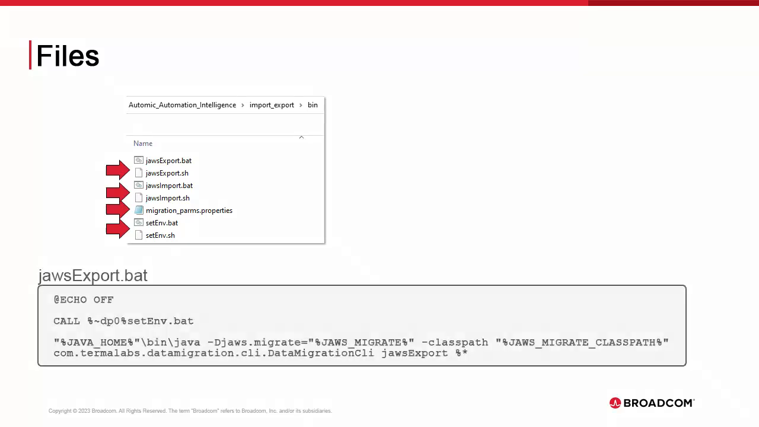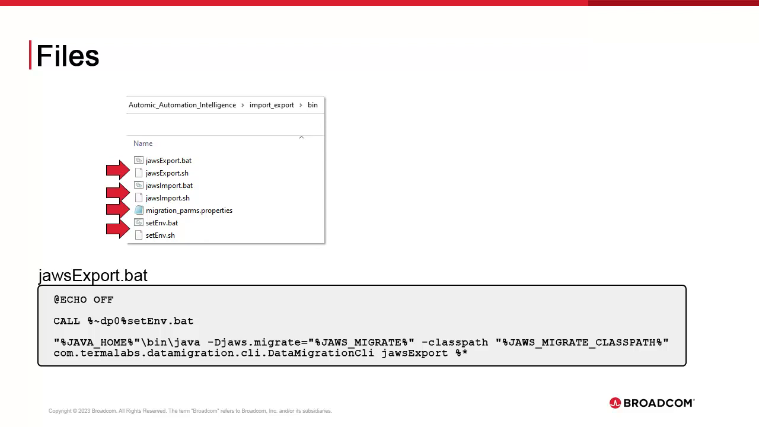Here are the contents of the import-export/bin directory. We have two export files, one for each platform, two import files, and two environment files. There's also a file we can use to pre-configure options, which we can then source. This means we don't have to specify each option individually. Let's look at one of the files, the JAWS export.bat.